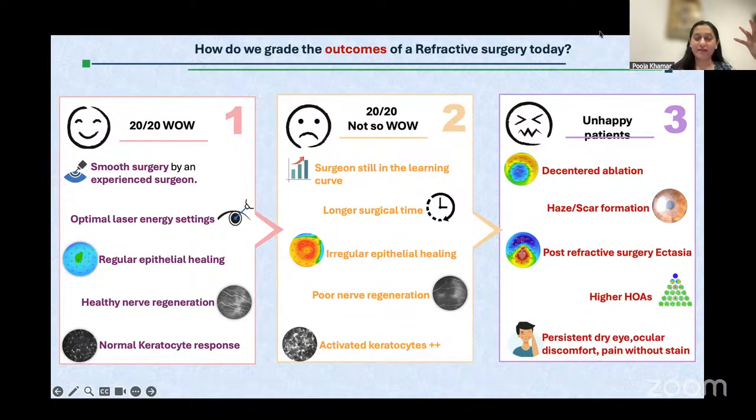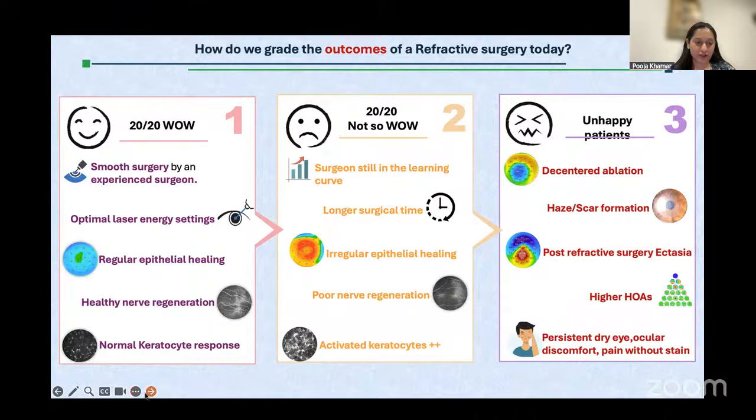They think their life is messed up after refractive surgery. And the third set of patients are just unhappy. And these are the patients we really do have a problem with: decentered ablation, haze, scar formation, post-refractive surgery ectasia, and many other patients. And we've had a wonderful talk also on pain without stain. So this covers most of it. So these are the three sets of patients we do see after refractive surgery.